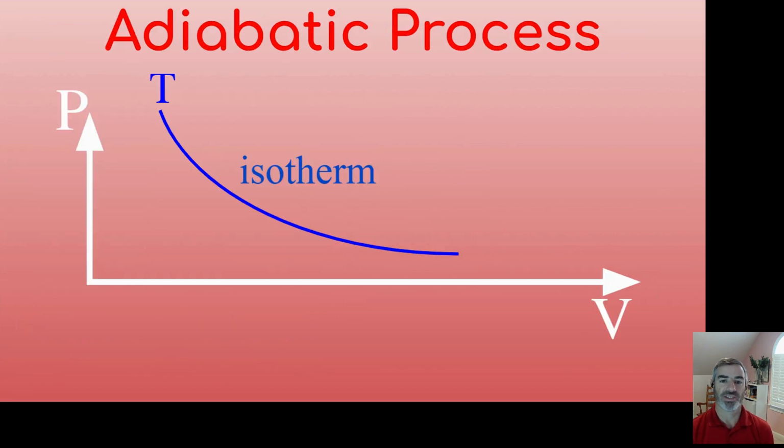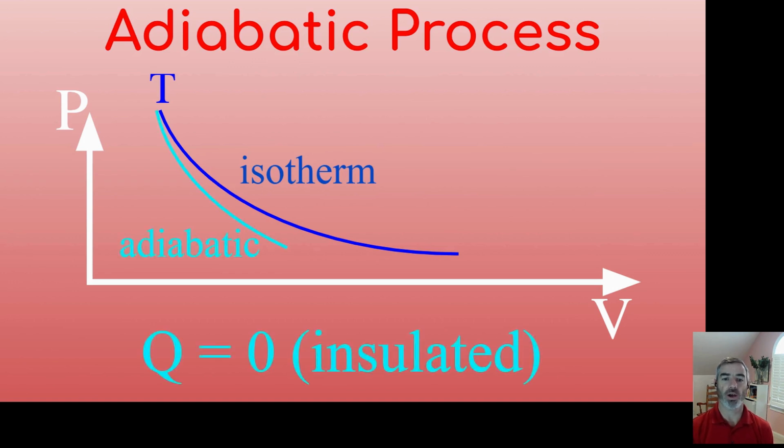So our fourth process is called an adiabatic process. On this curve, we're just using the isothermal line as a reference point for what an adiabatic process looks like. An adiabatic process is a much steeper curve, and this curve does not allow any heat to be transferred between the environment and the system.